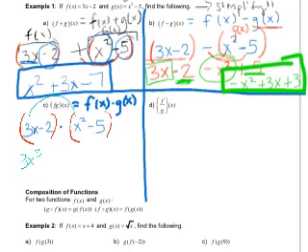And then I do 3x times negative 5 makes minus 15x. Negative 2 times x squared is minus 2x squared. And negative 2 times negative 5 makes a positive or plus 10.